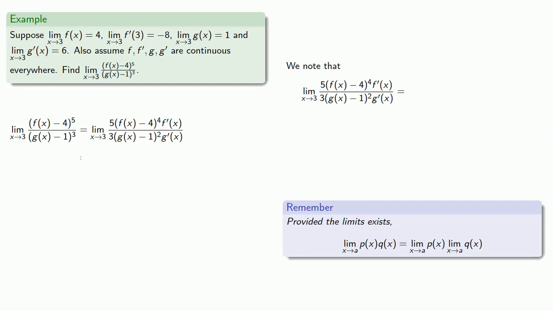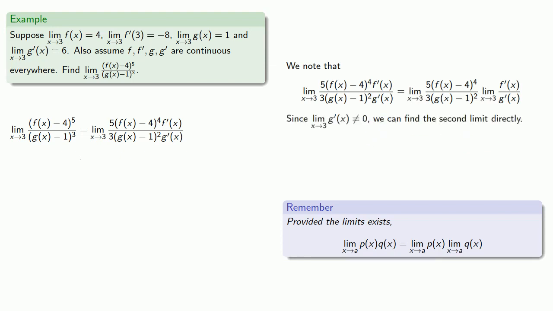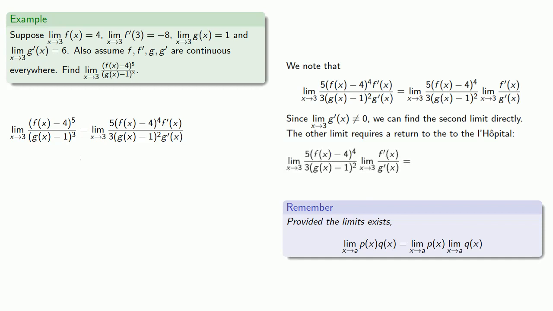Now, since L'Hopital's works on indeterminates of the form 0 divided by 0, we might take a look at our numerator and split it into a part that's going to 0 and the leftovers, and likewise our denominator will be a part that's going to 0 and the leftovers. So we can rewrite this quotient and limits all around. Since the limit as x goes to 3 of g prime of x isn't 0, we can find the second limit directly. The other limit requires a return to L'Hopital.